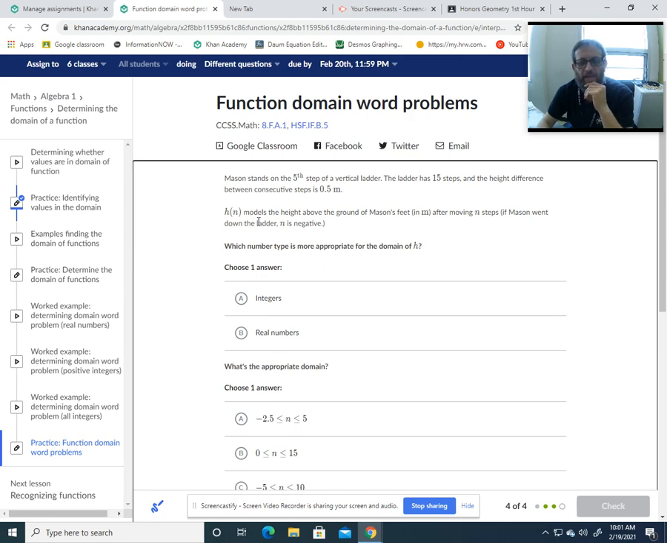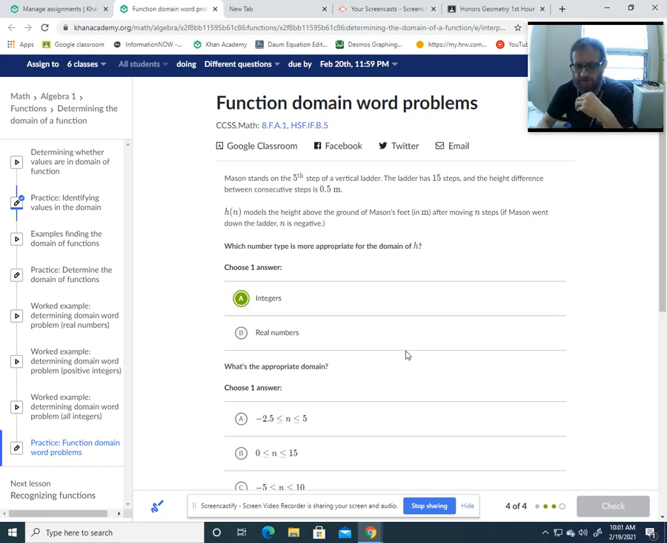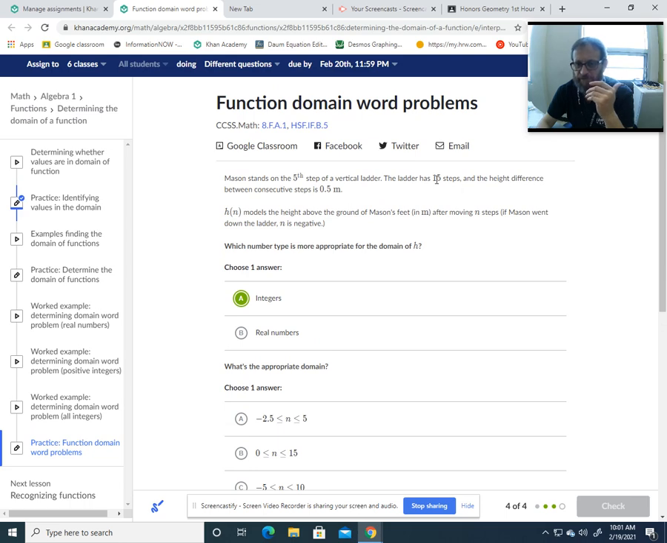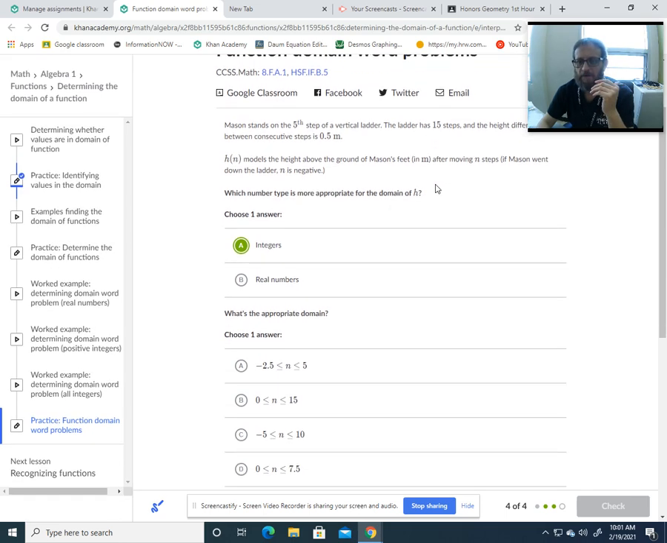Now again, this function is modeling height as the output, steps as the input. So steps is our domain. Well, you're not taking a fractional or decimal step. So the steps are definitely integers. And then, okay, there's only 15 steps. Now, this was a little bit interesting: are we talking about being from 0 to 15? Now, they make this easy because there's not one that they're talking about.